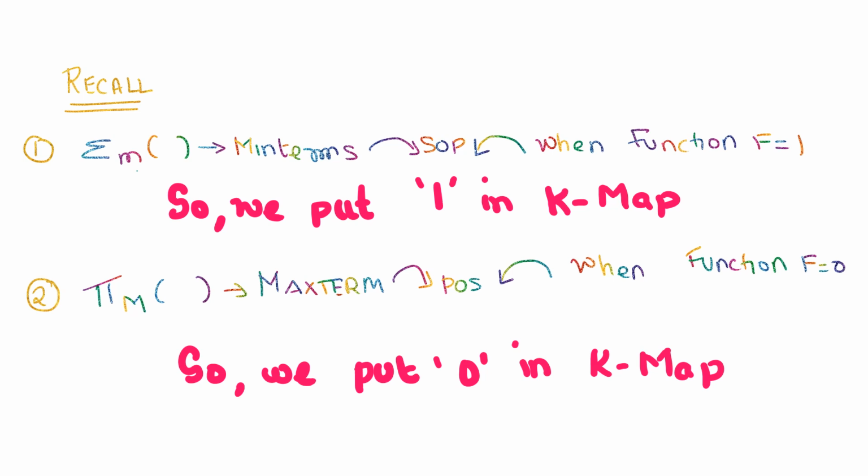In the same way, if we happen to see a Boolean expression which has been represented by product of capital M, we represent that by max term, and we also name it as product of sum or POS. So if the function value gives me 0, then that represents my product of sum. So we put 0 in K-map designing.